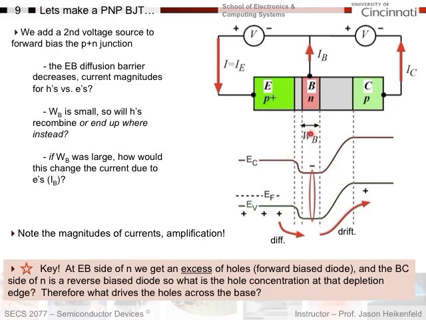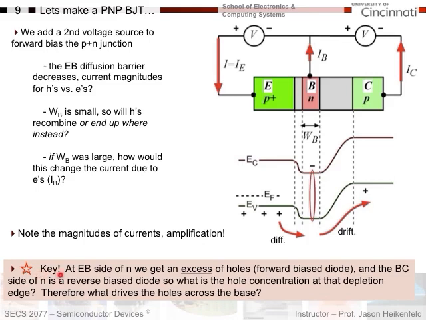And again, because the base width is small, the holes make it across. So I get a huge hole current, very large current through the device, but a very small base current. I'm bringing in electrons. Electrons are negative charge, so the current's in the opposite direction, and it's small. And you can see large current caused by a small current in the base. That's transistor amplification.